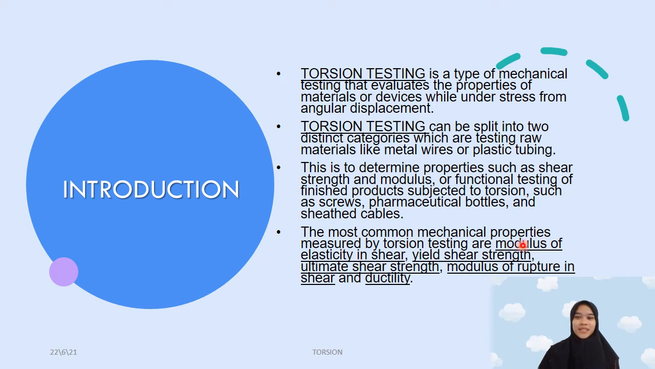The most common mechanical properties measured by torsion testing are modulus of elasticity in shear, yield shear strength, ultimate shear strength, modulus of rupture in shear, and ductility.